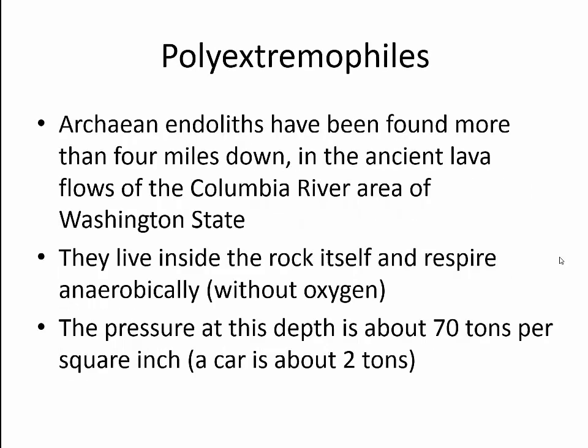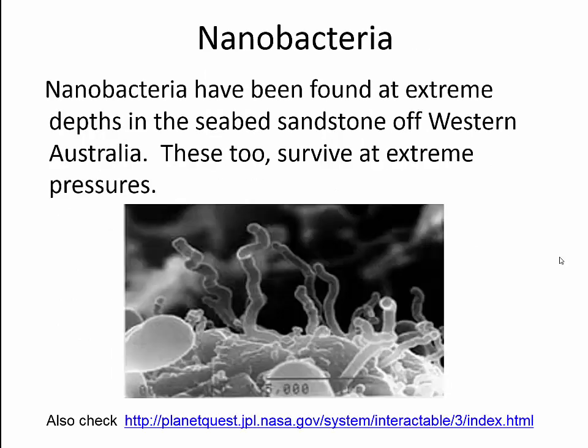For instance, Archaean endoliths have been found more than 4 miles down in the ancient lava flows of the Columbia River area of Washington state. These extremophiles live inside the rock itself and respire without oxygen. The pressure at this depth is about 70 tons per square inch. A car is about 2 tons, so that's like 35 cars stacked on top of each other, all squashing down this unicellular Archaean. And he's very happy with that. We couldn't do that, but they can.